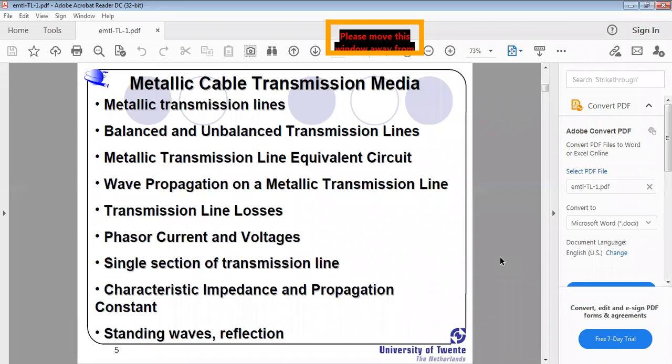Phasor current and voltages: the phasor form of the voltages and currents. A single section of transmission line, which I already told you about, or a segmented transmission line. Characteristic impedance and propagation constants are the secondary constants of the transmission line, along with standing waves and reflection coefficient. These are very crucial, and we are always dealing with these two only.